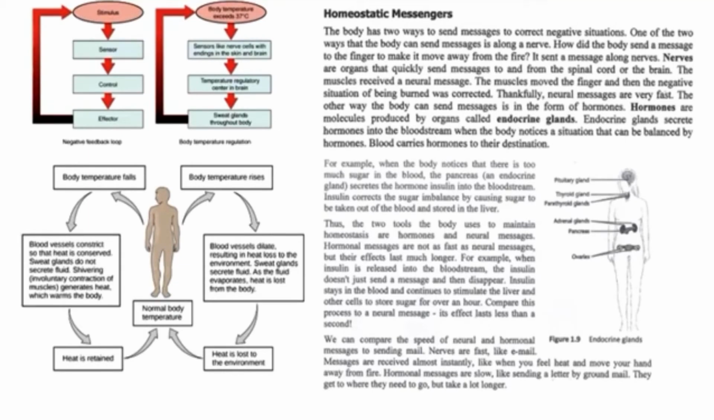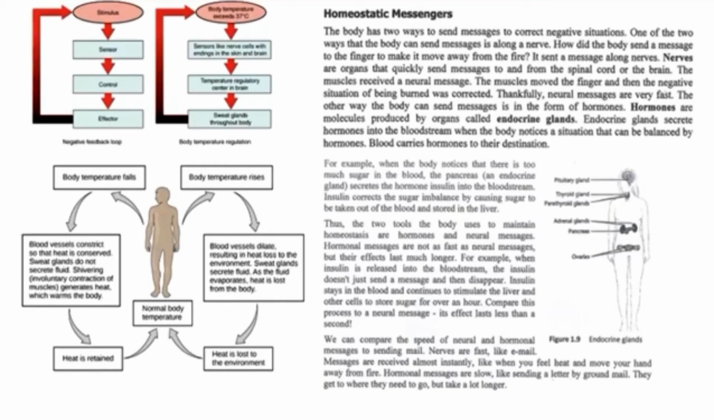How did the body send a message to the finger to make it move away from the fire? It sent a message along nerves. Nerves are organs that quickly send messages to and from the spinal cord or the brain. The muscles received a neural message. The muscles moved the finger and then the negative situation of being burned was corrected. Thankfully, neural messages are very fast.